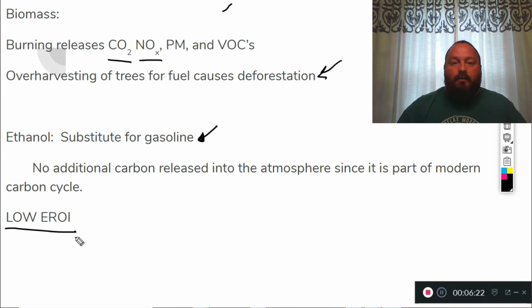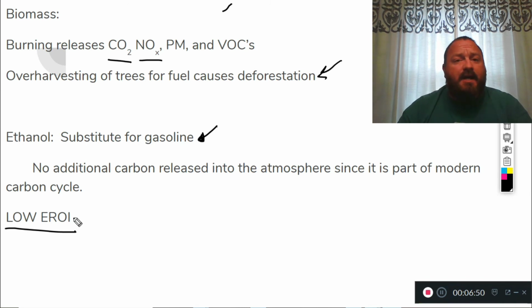Most of the ethanol we make is from corn or sugarcane. The corn and sugarcane require fertilizer and tractors to be run. A lot of fossil fuel energy is used in the production of it. So a lot of the energy we get out of the ethanol was used to make it in the process. So we have a very, very low energy return on investment. We may only be getting a positive 2 or 3 units of energy return on investment.